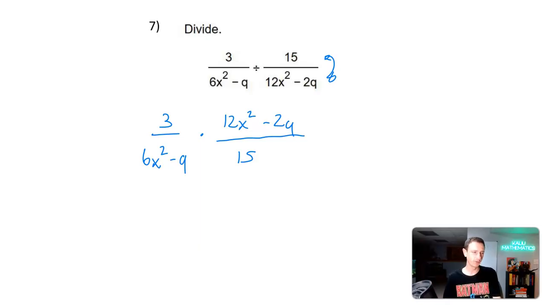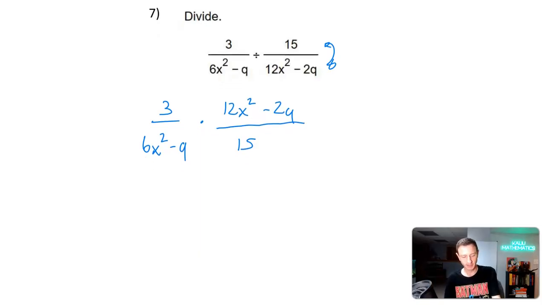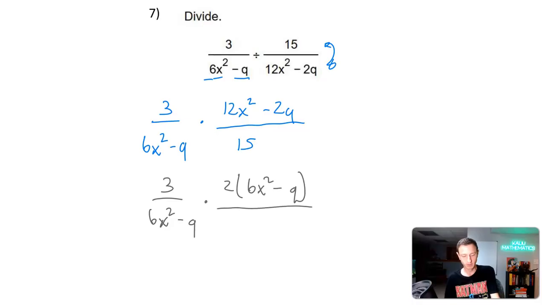6x squared minus q, I know that looks like a 9. I tried to make that not look like a 9, but that is a q. 6x squared minus q does not factor. I know you feel like something's got to come out there, but it's just a q, x, 6, nothing. 12x squared minus 2q on the top right, I could factor out a 2 from there. So let's write that out. I'll have 3 over 6x squared minus q times, I'm going to factor out the 2, so I'm left with 6x squared minus q over 15.